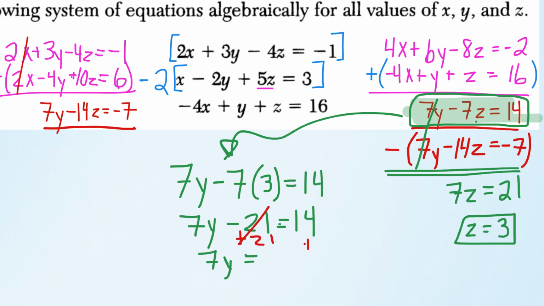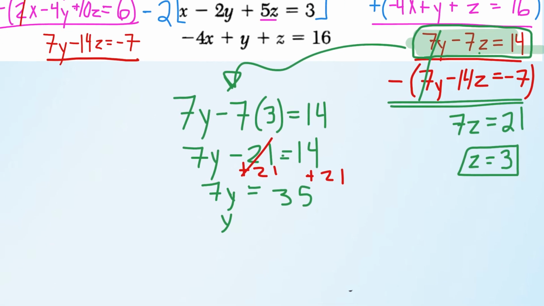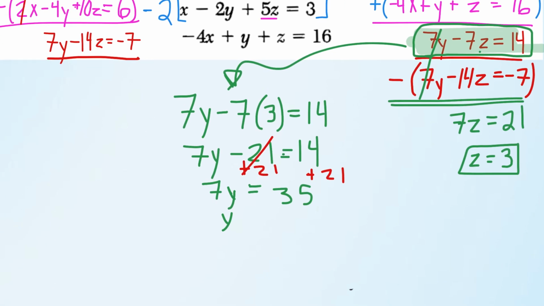we'll get 7y is equal to 35. And then all we need to do there is basically divide by 7. 35 divided by 7 is 5. Awesome. Now we know we have our y value.